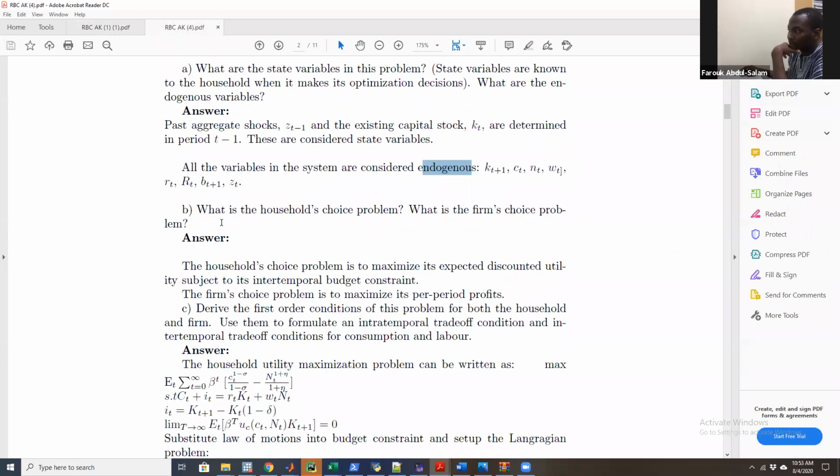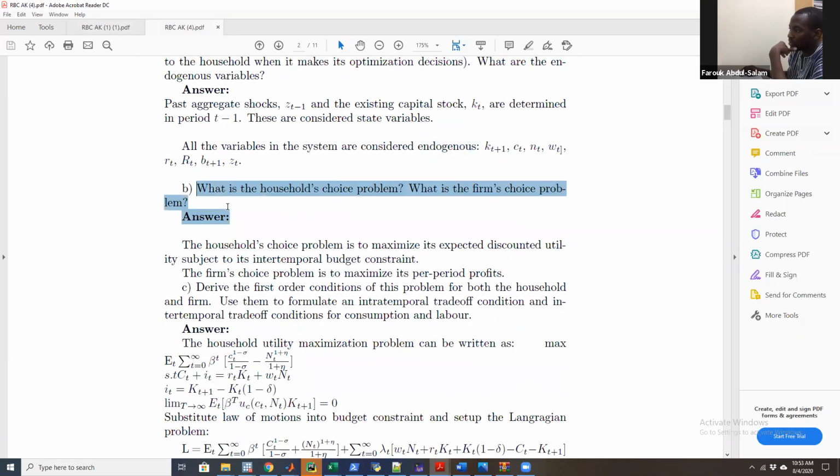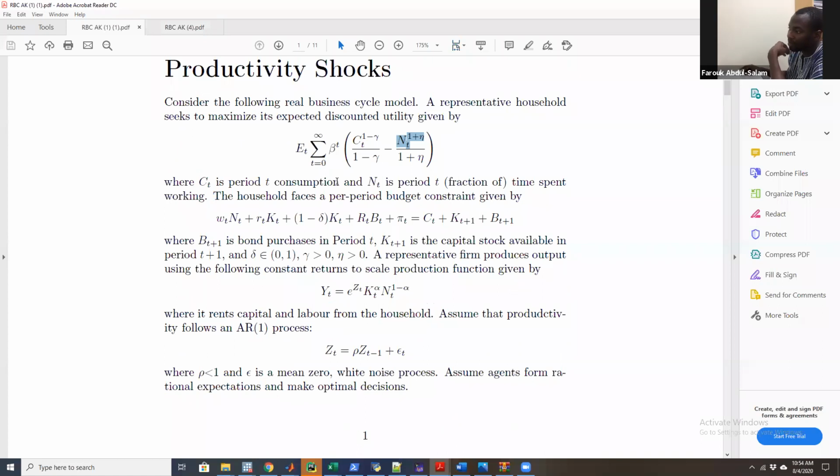Now, the second question is asking us, what is a choice problem? That is to say, what is the individual deciding in terms of his decision? This was fairly standard in terms of the problem that we saw because we realized that the individual is going to choose CT, which is the amount of consumption, is going to choose NT, which is the amount of hours of work. He's also going to choose an amount of investment of his capital, which is KT plus 1.